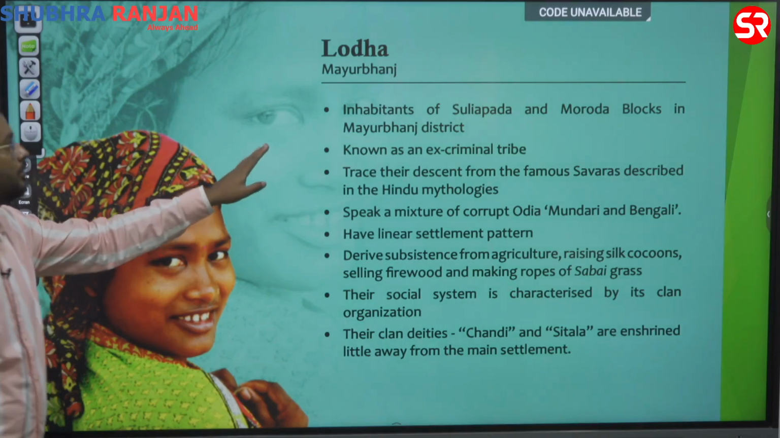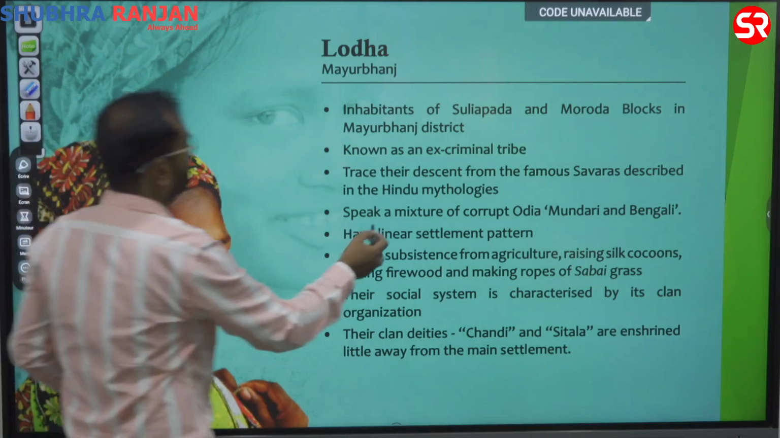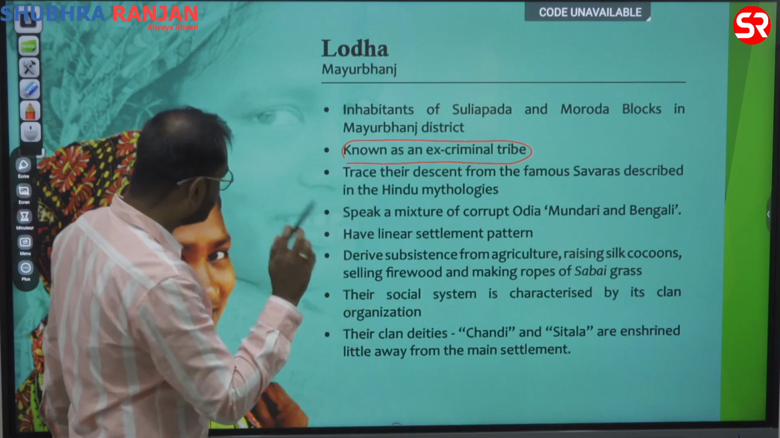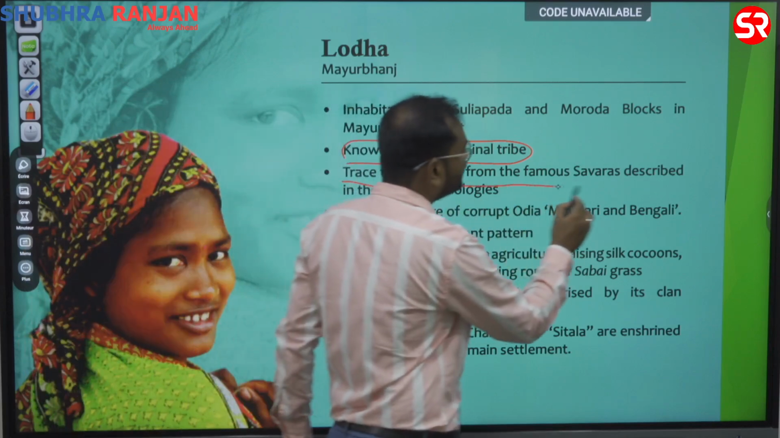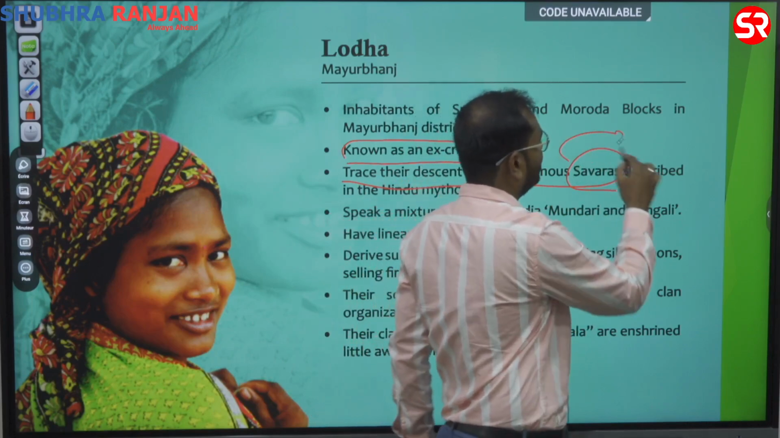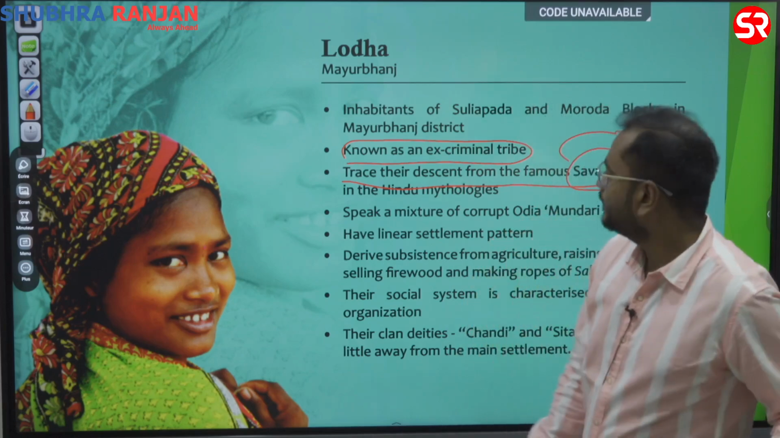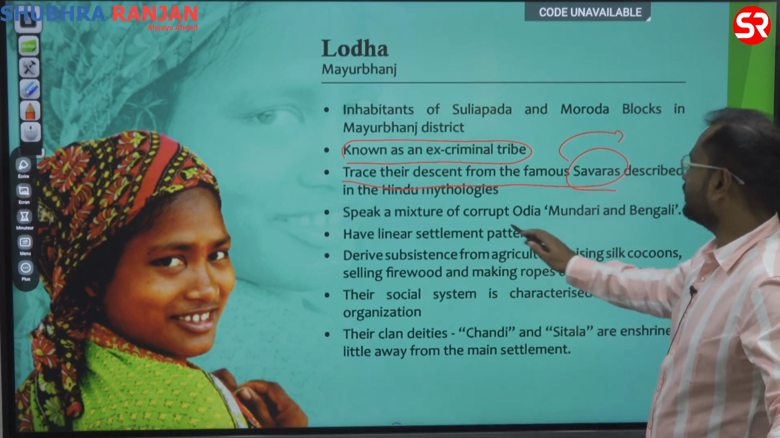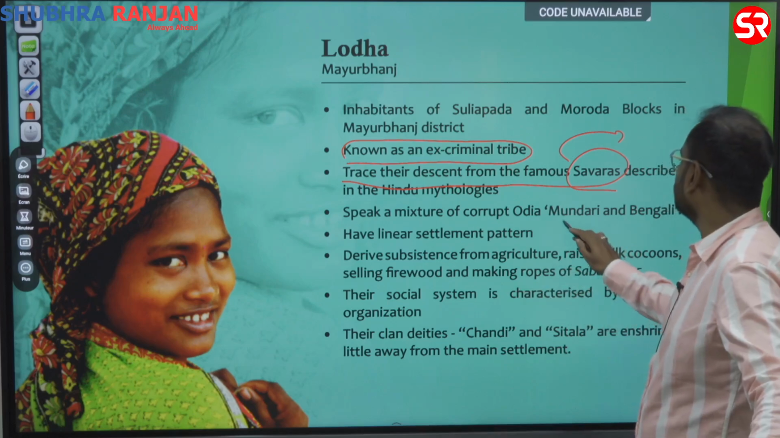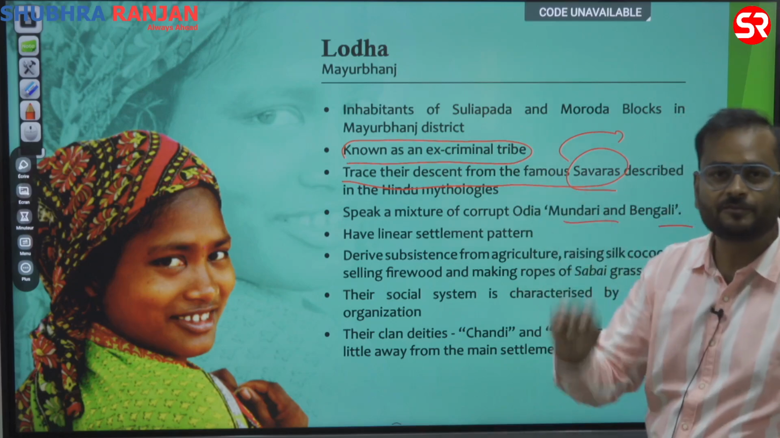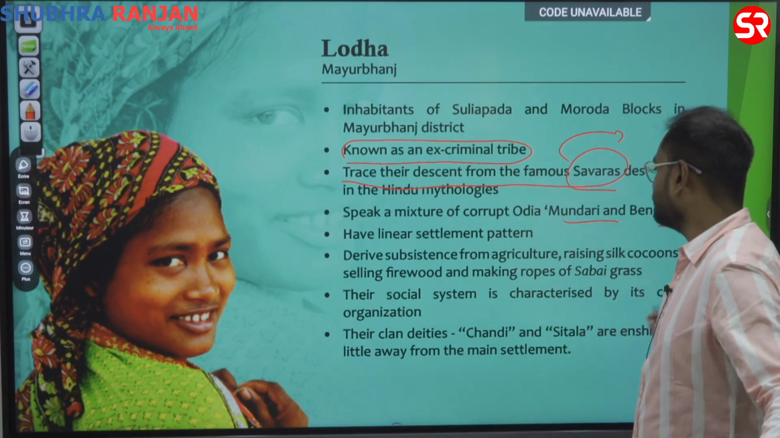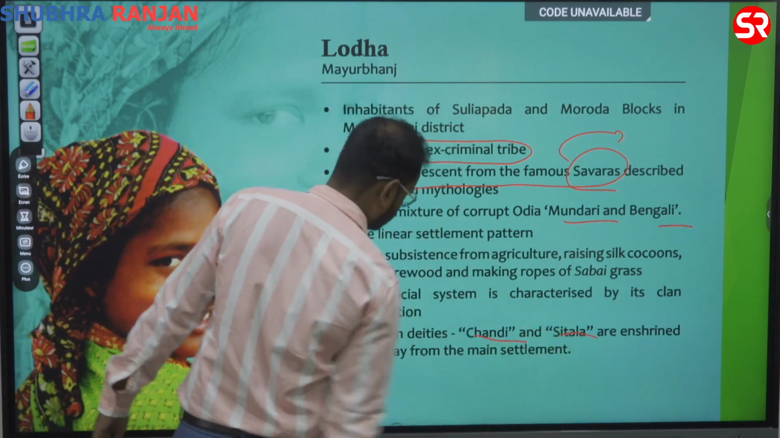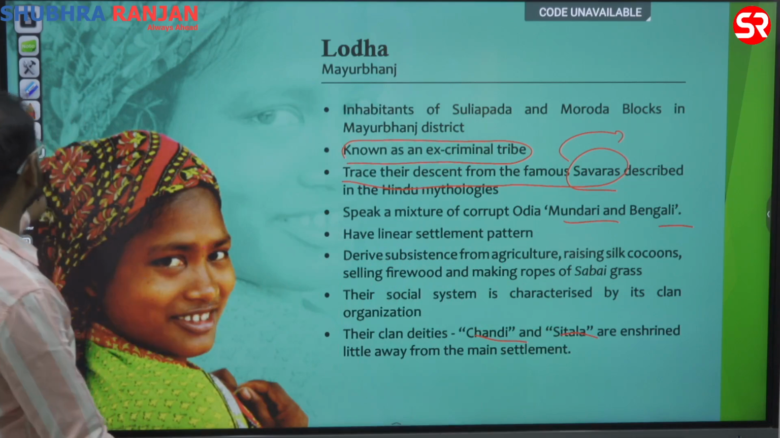I have already spoken about the Lodha tribe. It is known as the ex-criminal tribe, as I have already said. One more thing you must understand is that they trace their descent from the famous Savaras, a clan. They speak a mixture of many languages like Mundari and Bengali because they live on the fringes of both the states. They have clan deities called Chandi and Sitana. These are the kinds of religious practices they follow.